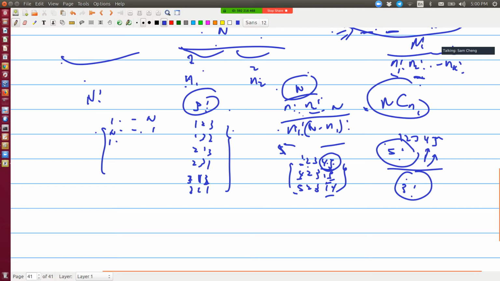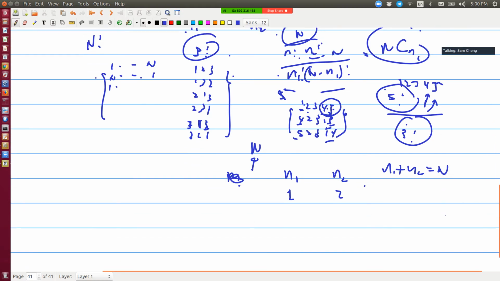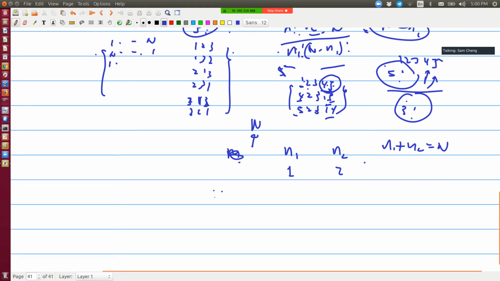It's only for 2 pieces. It will be the same as if I have N of them, and I look at 1 and 2 here. Okay, let me repeat again. N1 of them are 1, and N2 of them are 2, and N1 plus N2 is equal to the total N. So I'm going to see what kind of different orders I can have, like 1, 1, 1, 2, 2, or 1, 1, 2, 2, 1, and so on and so forth.